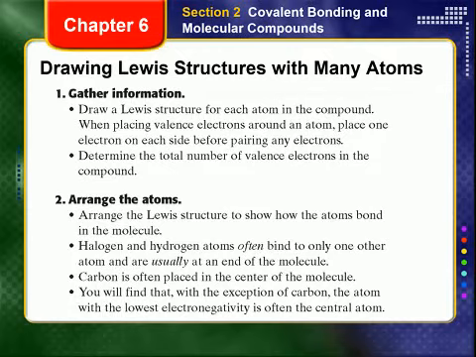Step 2. Arrange the atoms. Arrange the Lewis structure to show how the atoms bond in the molecule. Halogen and hydrogen atoms often bond to only one other atom and are usually at the end of the molecule. Carbon is often placed at the center of the molecule. You will find that, with the exception of carbon, the atom with the lowest electronegativity is often the central atom.